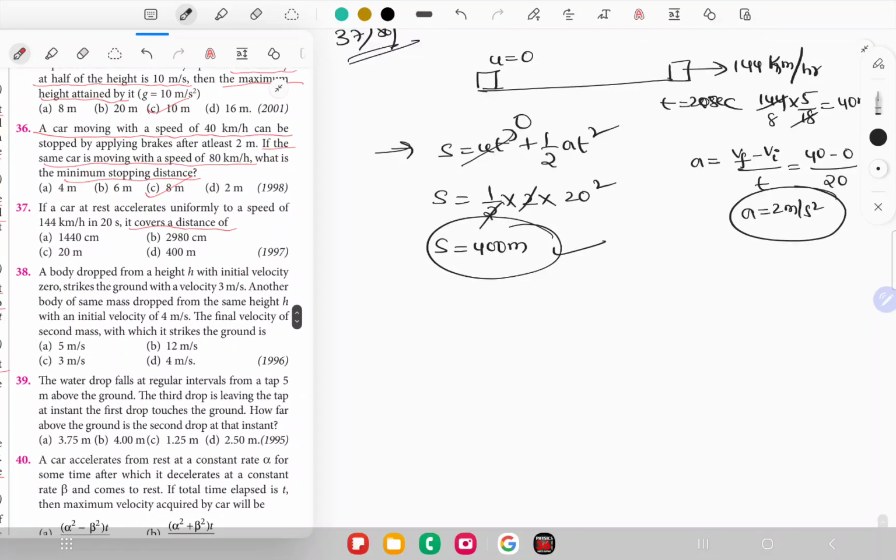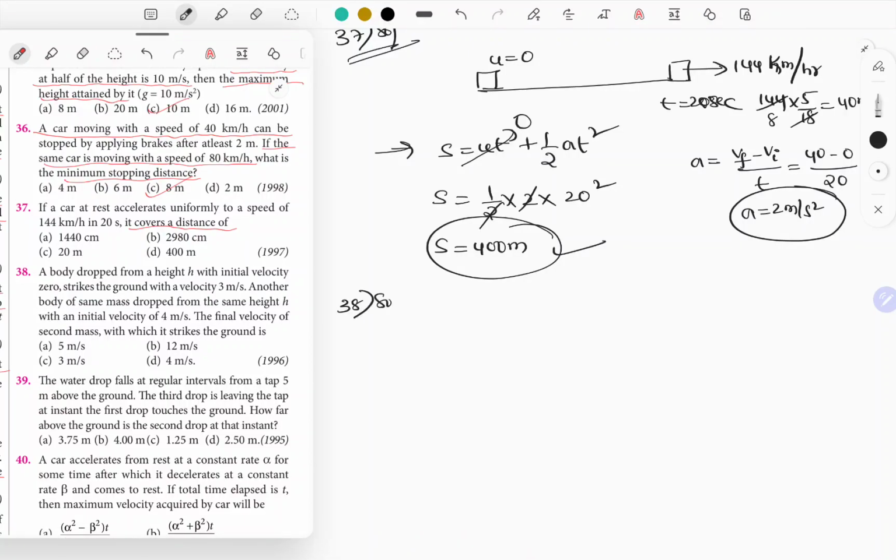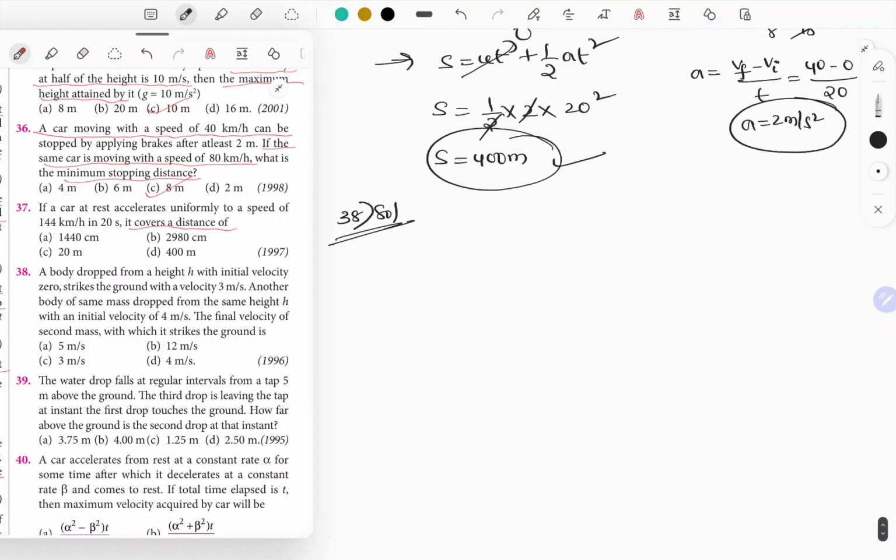Next. Look at question number 38 and try to solve it by pausing this.